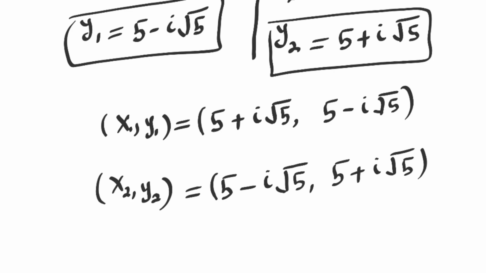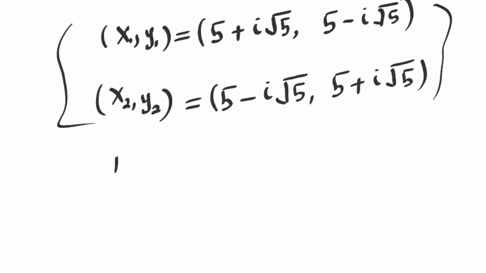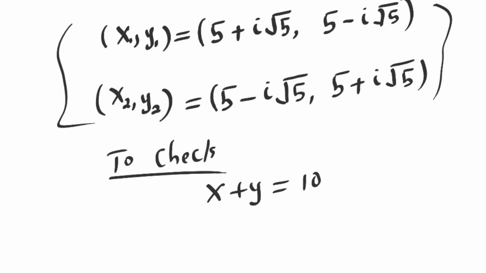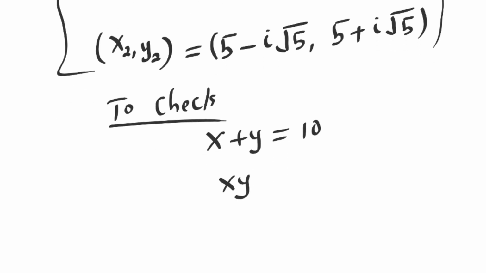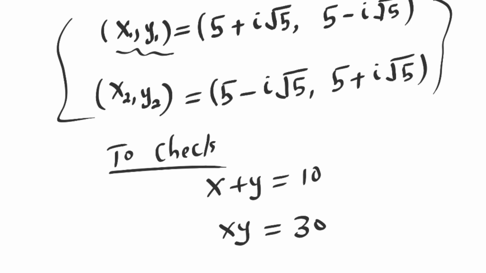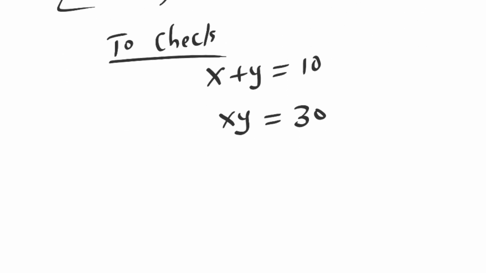You can see that from here, the value of x1 is equal to the value of y2, and the value of y1 is equal to the value of x2. We may check to confirm if this answer is right or wrong. Let's check. To check, we have the given equations: x plus y equal to 10, xy is equal to 30. Let us make use of this x1, y1. Now let's consider this.